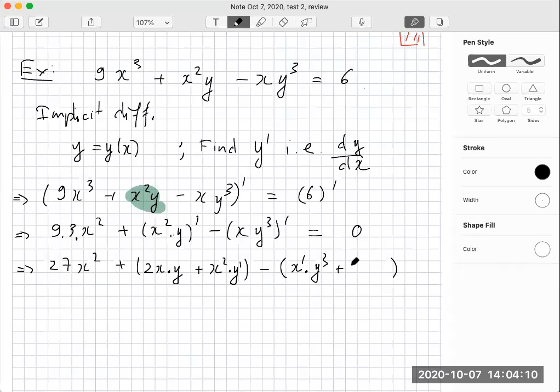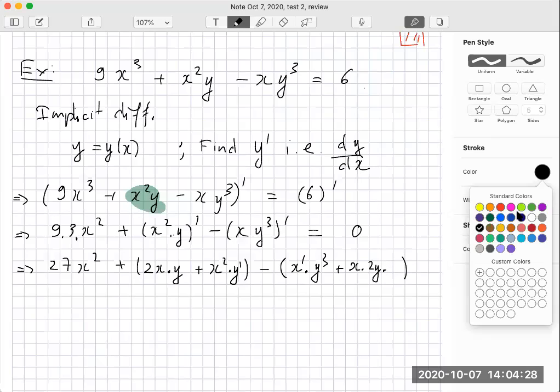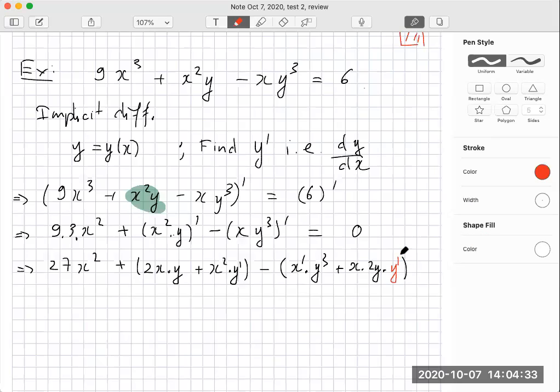Very good. Or x, and yes. And what else? There's one more term. Y is a function of x. Y prime. Yeah, y prime. Thank you. Who was that? Carrington.